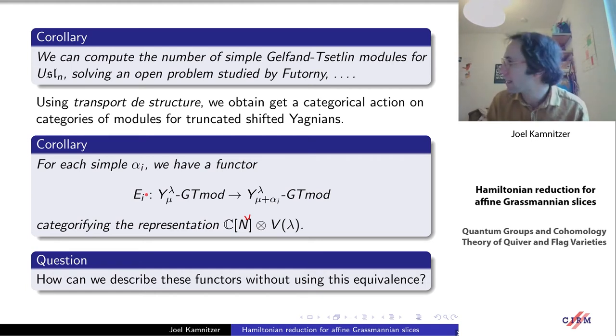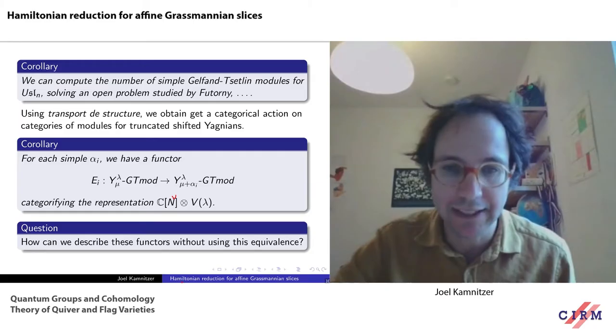And on a related note, exactly how are these functors related to the geometric Satake correspondence? The geometric Satake correspondence is in the background because that was showing us why these top homologies were giving us weight spaces of the representations of the dual group. So this is the question I'd like to talk about today: can we construct such functors without using the equivalence?